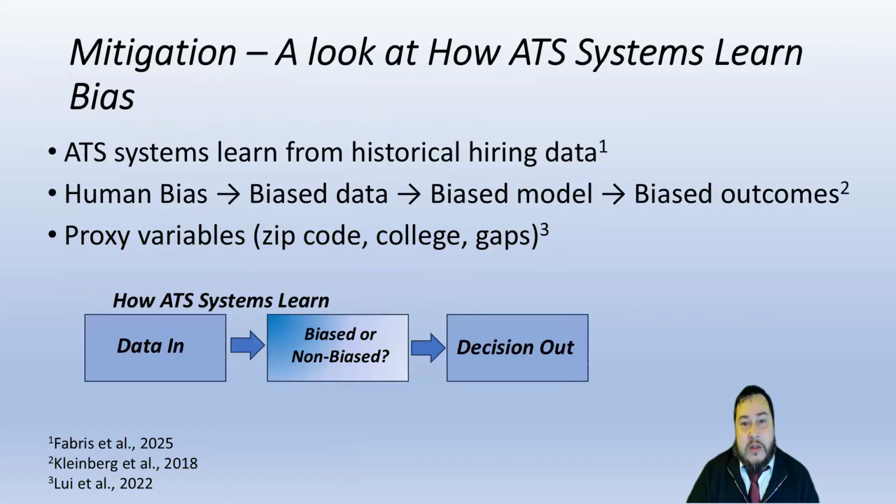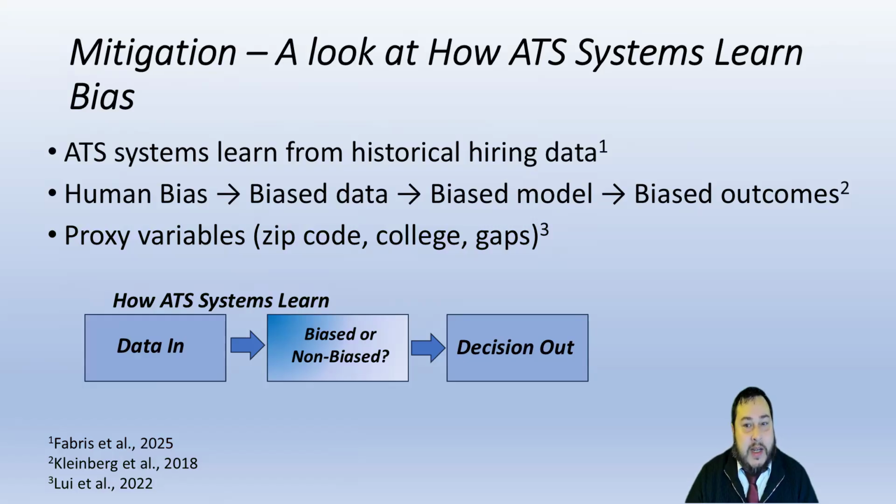Now that we've looked at the biases, it's important to understand how ATS systems learn these patterns. Fabrice and colleagues explain that ATS systems learn from historical hiring data. If that data reflects biased human decisions, the model will infer those patterns. Kleinberg and colleagues describe this as a pipeline. Human bias leads to biased data. Biased data leads to biased models, and biased models will result in biased outcomes.